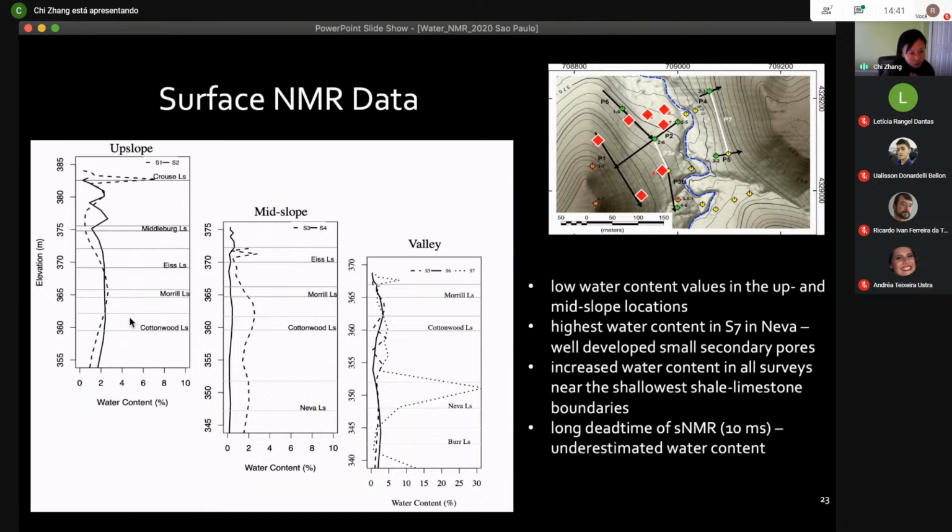However, due to the long dead time of the surface NMR, which is 10 milliseconds, any water that relaxes in less than 10 milliseconds cannot be detected using this surface NMR setup. That means we systematically underestimate water content.